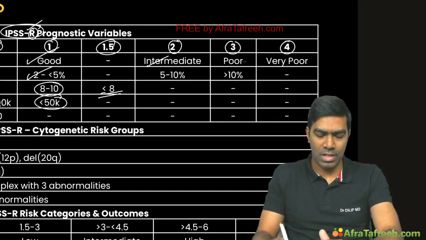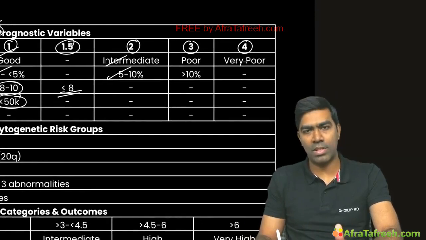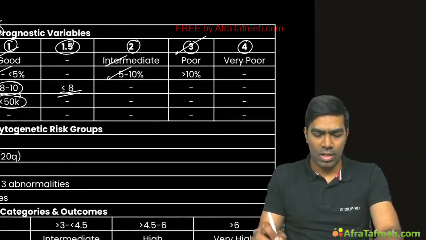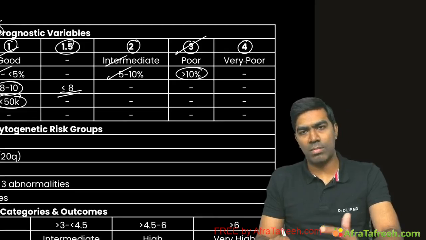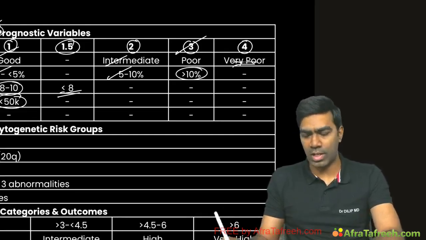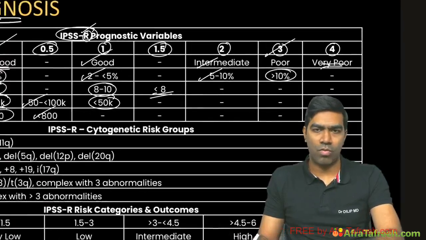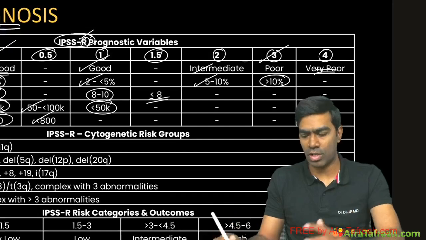If you have intermediate cytogenetics and/or a bone marrow blast proportion of 5 to 10%, you're going to give a score of 2. If you have poor cytogenetics, or if the proportion of bone marrow blast is more than 10%, I'm going to give a score of 3. If you have very poor cytogenetics, you're going to give a score of 4. So a score of 4 will depend only on cytogenetics, not on anything else.